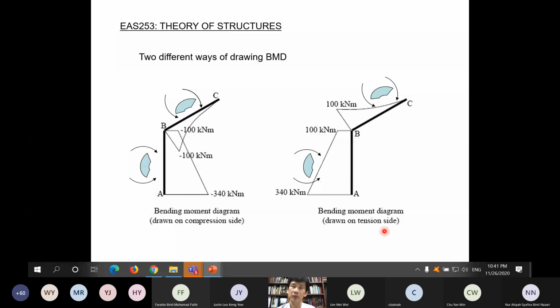Alternatively, you might also find some sources that draw the bending moment on the tension side. If you draw bending moment on the tension side, if this part is in tension, this part is in tension. So if you draw the bending moment diagram here, instead of here, you get the bending moment diagram on the tension side. The one that we have gone through is where we draw the bending moment diagram on the compression side.